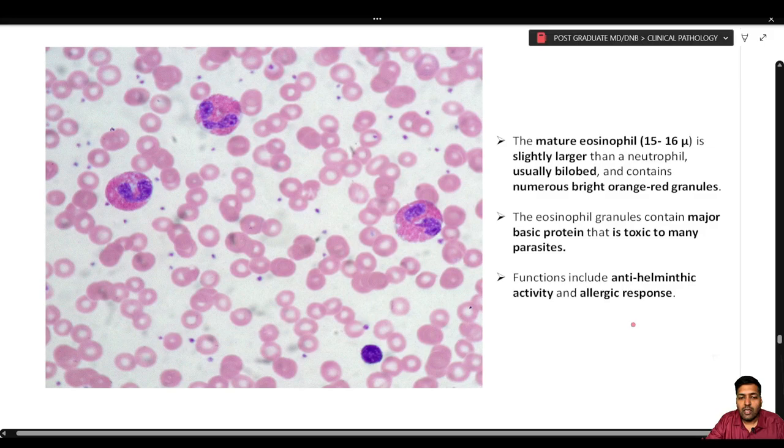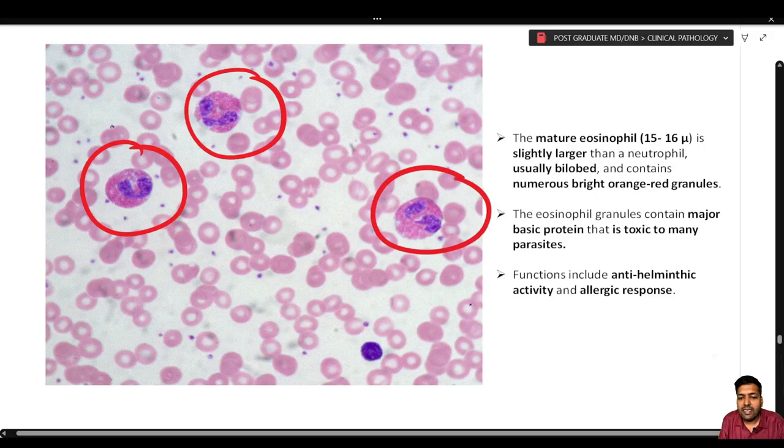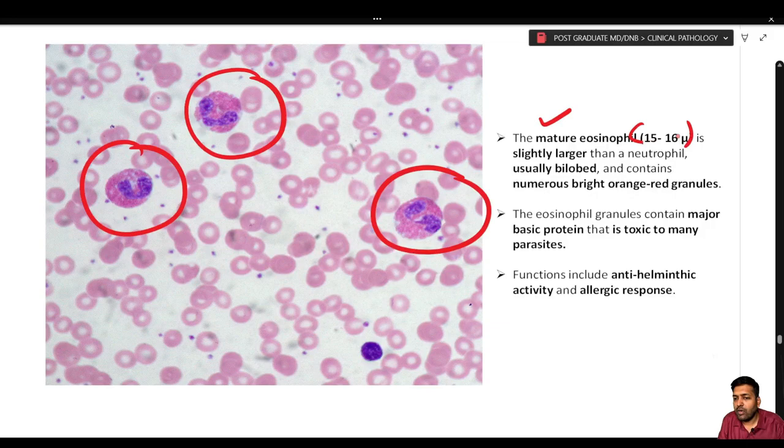Now, again, in this slide, what are these cells that you can see? Yes, these are basically the eosinophils. The mature eosinophils are 15 to 16 micron. They are slightly larger as compared to the neutrophil. Usually they are bilobed. So you can see they have two lobes over here. Not only that, they contain numerous bright orange red granules. So the presence of these kinds of granules helps in identification of the eosinophils.